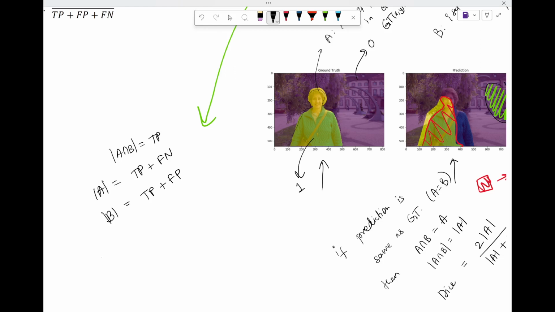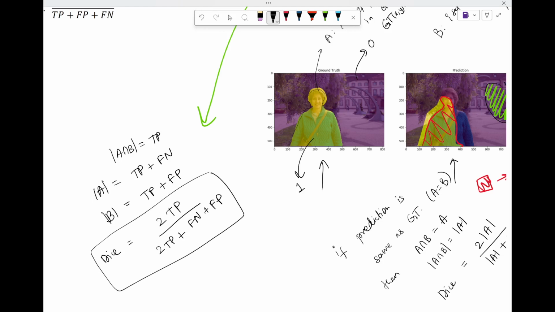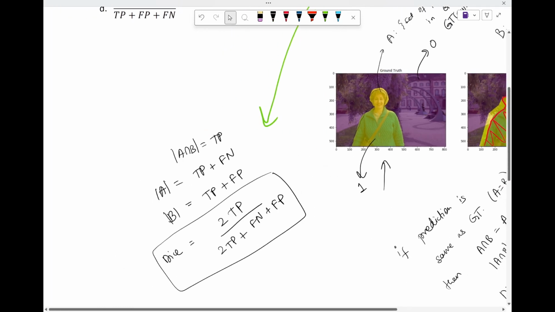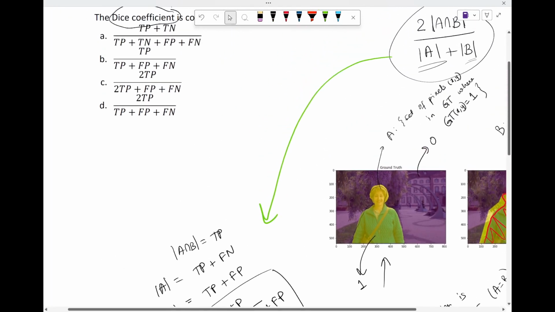So then what is the dice coefficient? That is 2 times this upon A plus B, that is 2 times true positive upon 2 times true positive plus false negative plus false positive. Okay, so which option is that? It is option C.